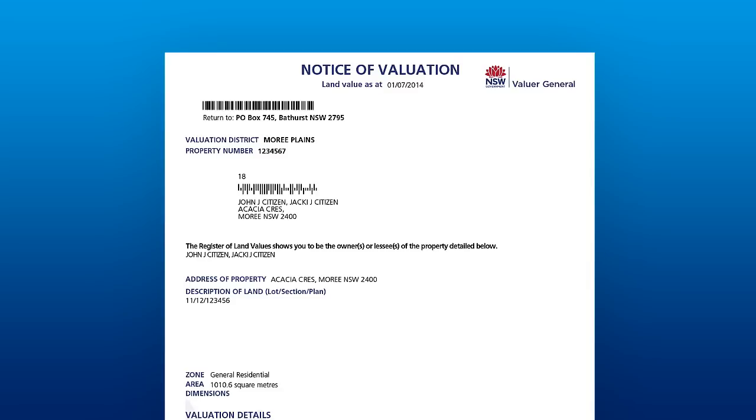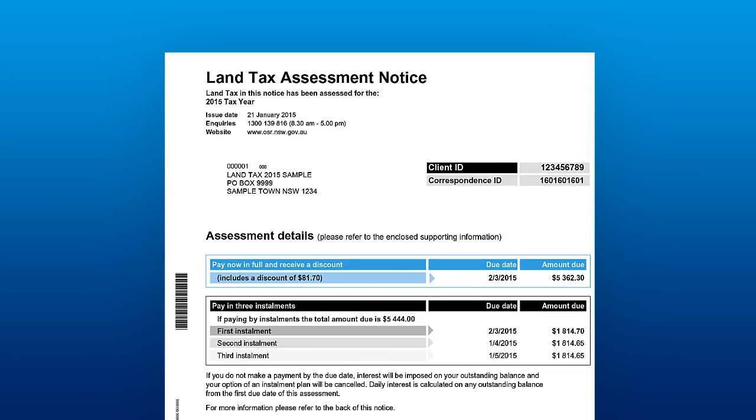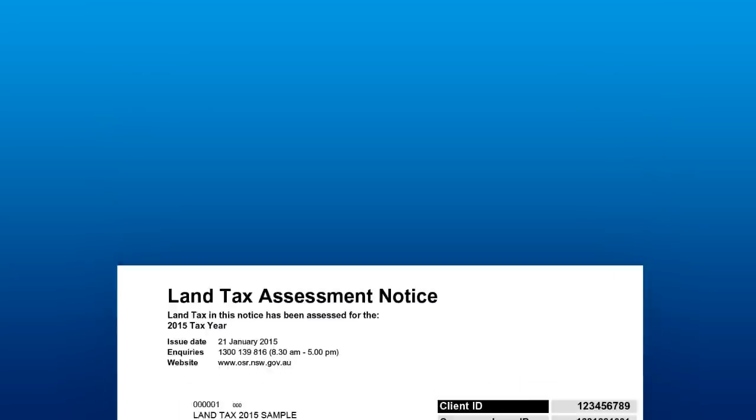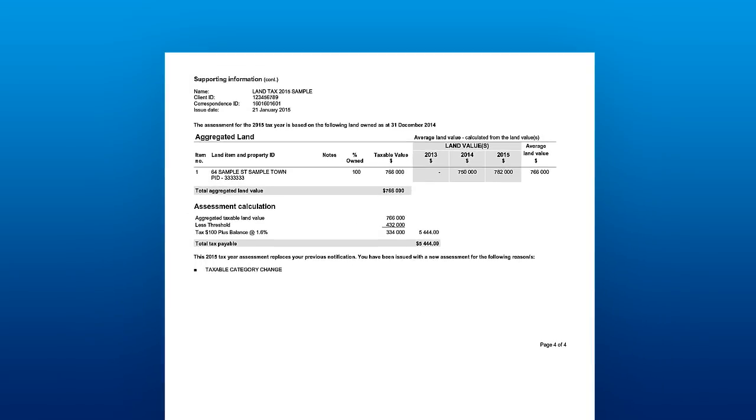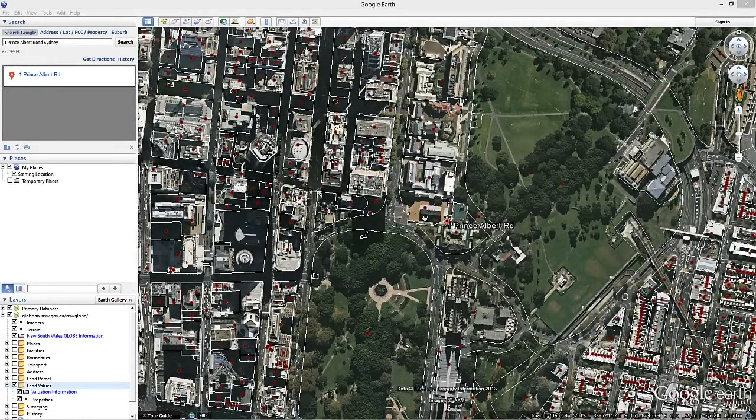If you have a land tax liable property, you can also use the property number printed on your land tax assessment notice, provided to you by the Office of State Revenue. The property number can be found in the support schedule of your land tax assessment underneath each property address. If you do not have a copy of a Notice of Valuation or a land tax assessment notice and are not aware of your property number, you should consider using the address search function instead.